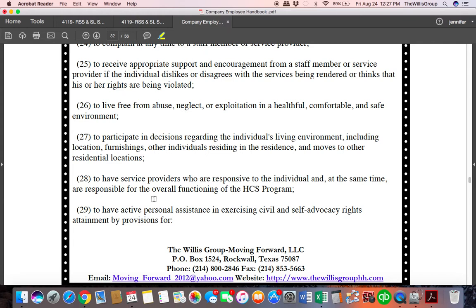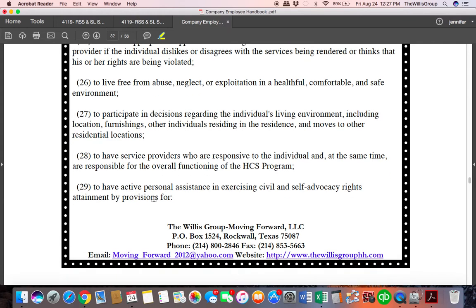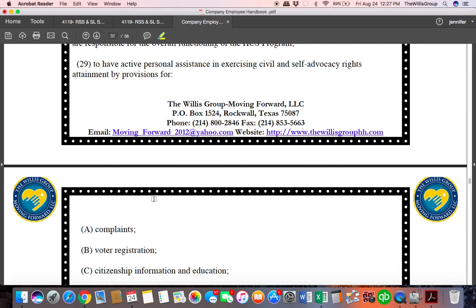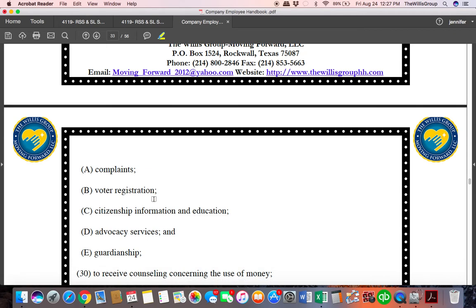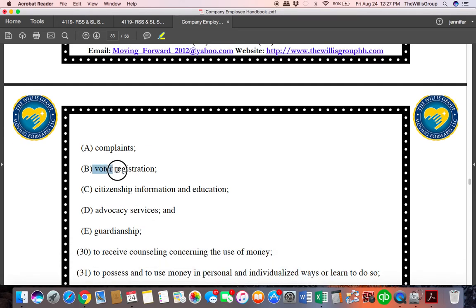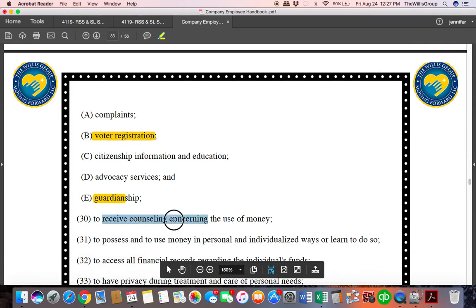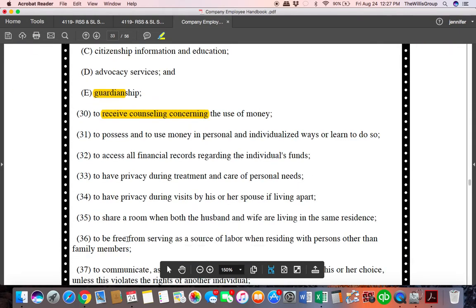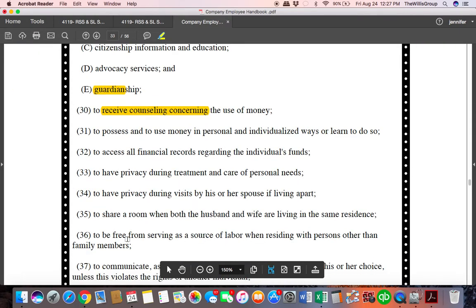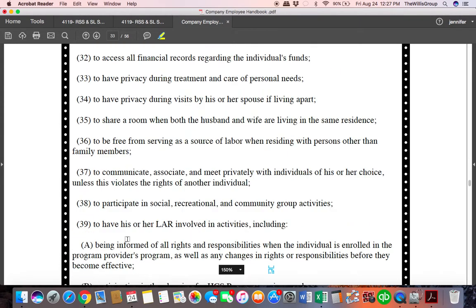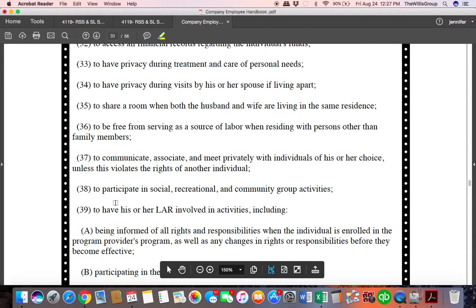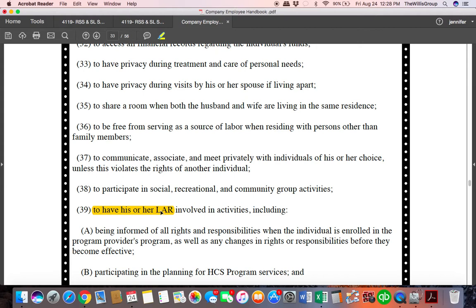So this is implemented to stop, in a sense, individuals from being discriminated against based on them having a disability. So you'll see that they have the right to vote, they have the right to have guardians, they have the right to receive counseling concerning money, and then be involved in anything that is pertaining to their care. So any decision making, any meetings, they have the right to be involved in that. And not only do they have the right, they can include having their LAR involved in it, and this means their legal authorized representative or their guardian.